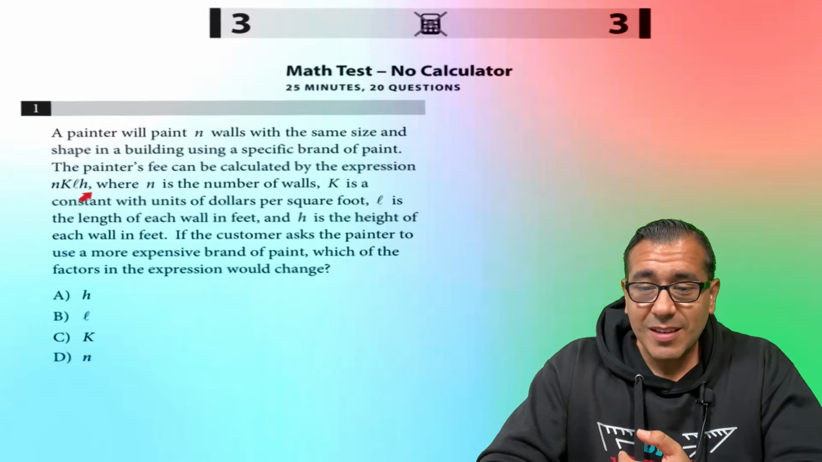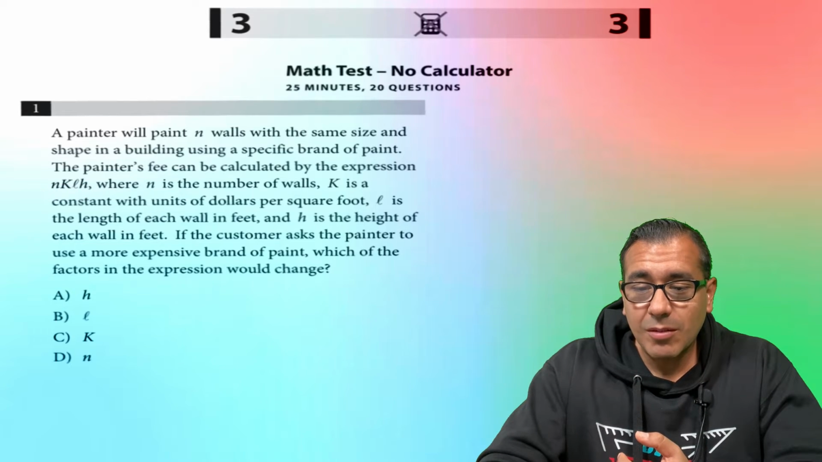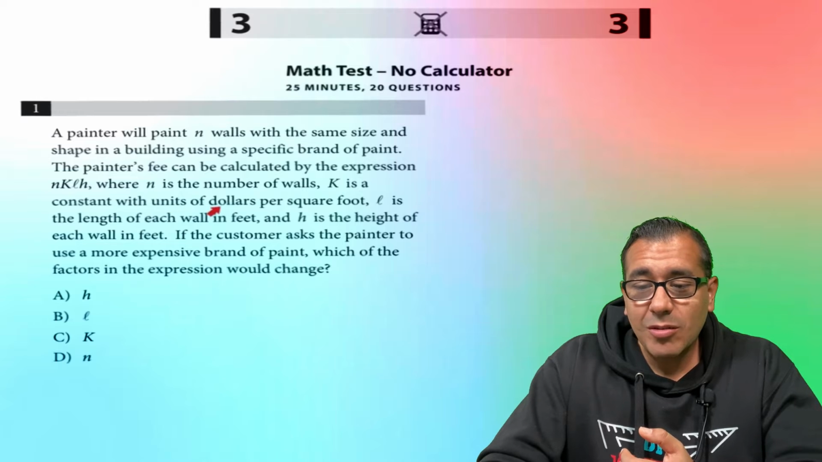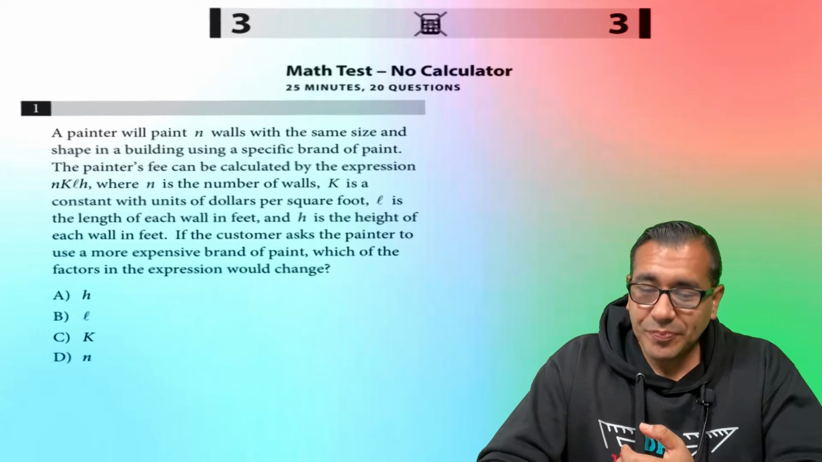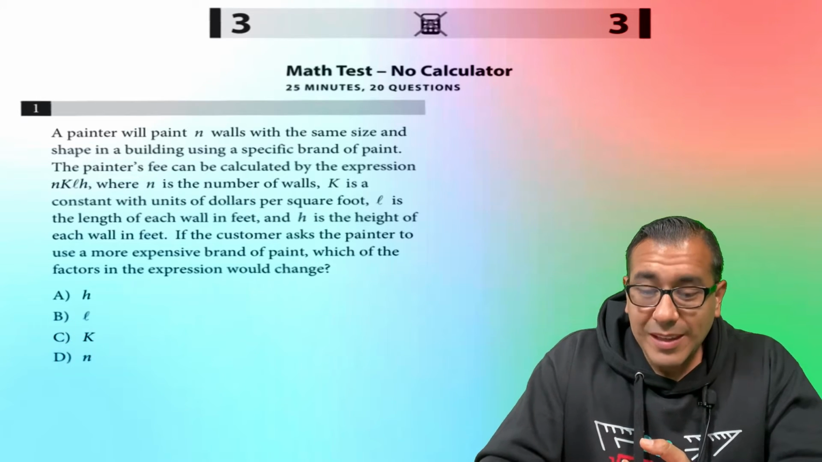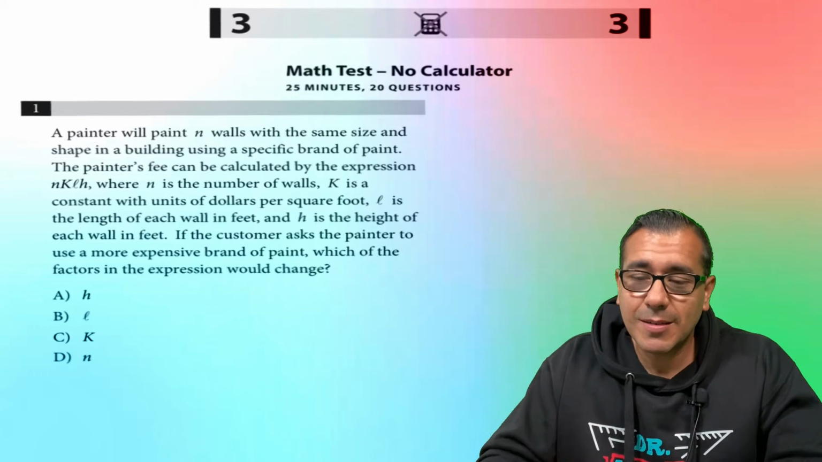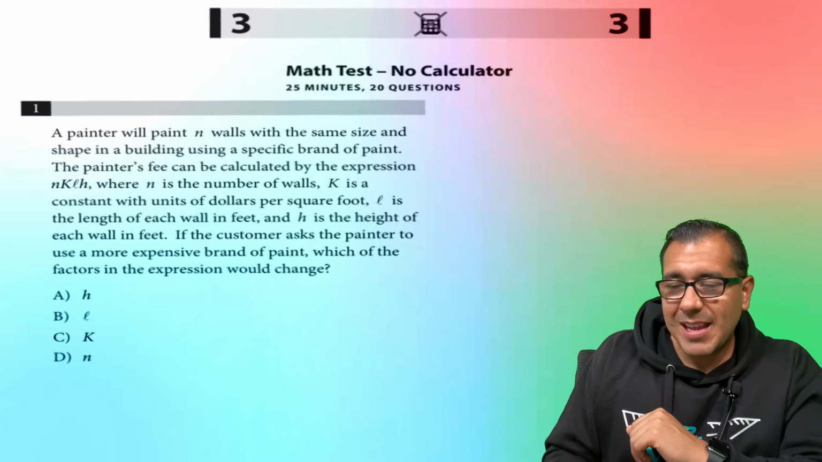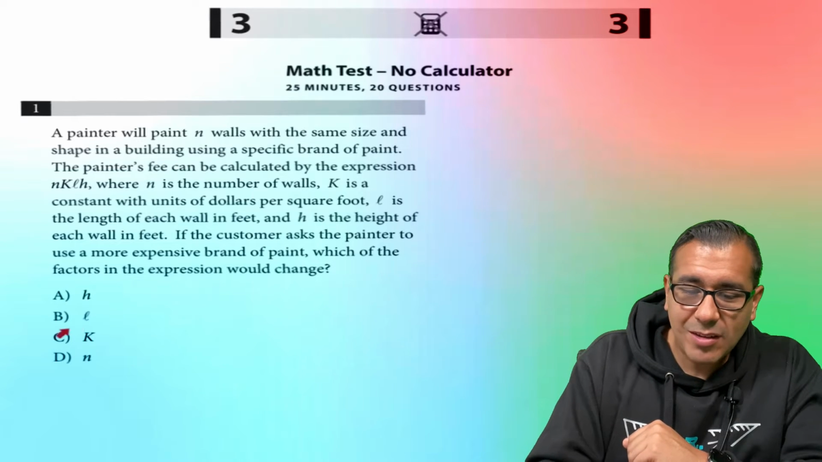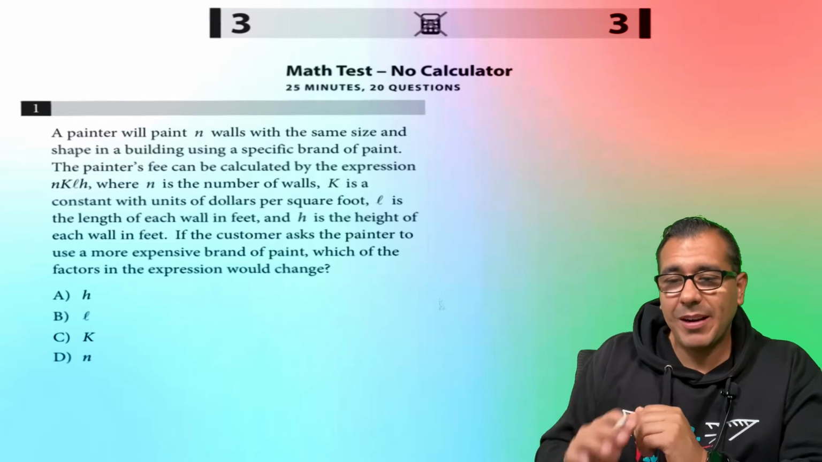Which one of these has cost built in? Well, look at K. K is the units of dollars per square foot. So here, K is the one that's changing because K represents that cost. All right, everything else is not impacted. So for part A, the answer is C, K. All right, that's not so bad.